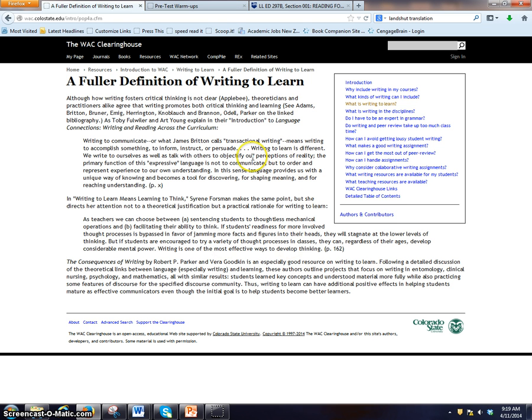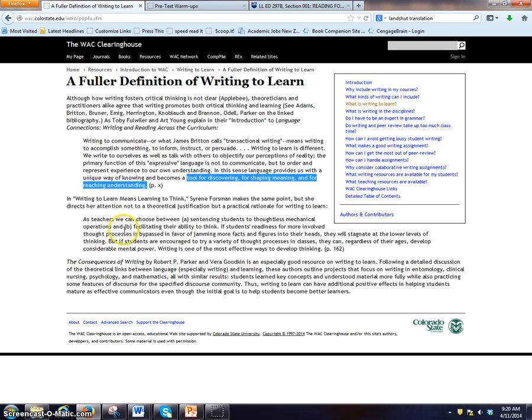What I want to focus on is this sense that often you're asked to write things in English Comp or other research writing where you're informing your audience or instructing people or persuading. And they want you to think about the fact that Writing to Learn is very different. It involves your use of language and thinking together in order to deepen your own understanding of what it is you're learning. So it's a unique way of knowing, and it becomes a tool for discovering, for shaping meaning, and for reaching understanding, right? So it's very different from writing a research paper.